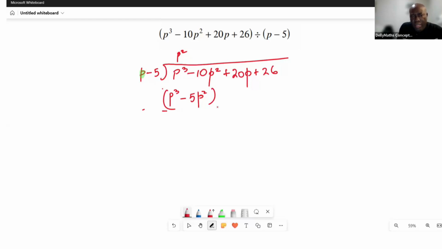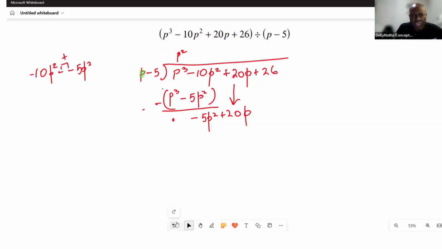And then we're going to subtract this. P to the third minus p to the third is 0. Negative 10p squared minus -5p squared, as you can see here, this will become a plus. All right, so we're still left with -5p squared. And then we're going to drop down the 20p beside it here. We're going to divide again. P is going to be divided into -5p to the second, so we're going to be left with -5p.